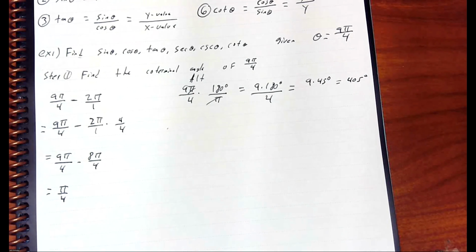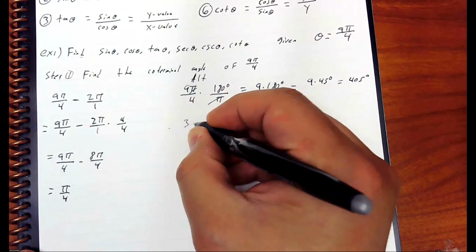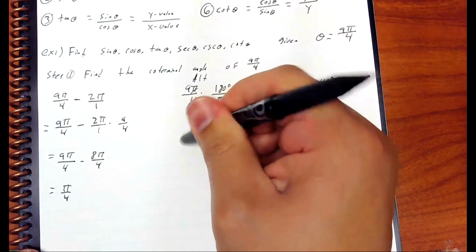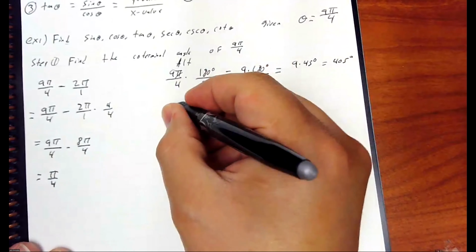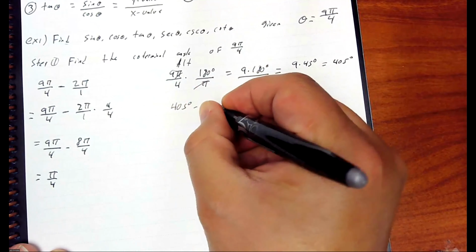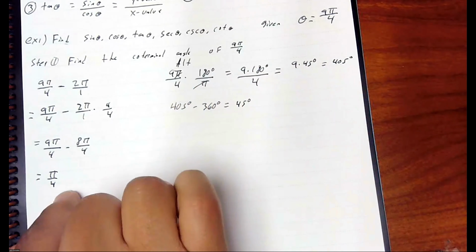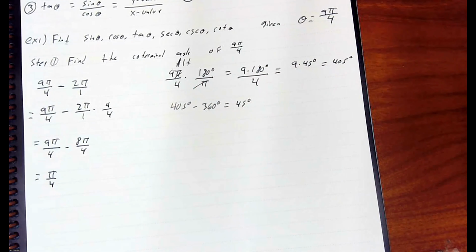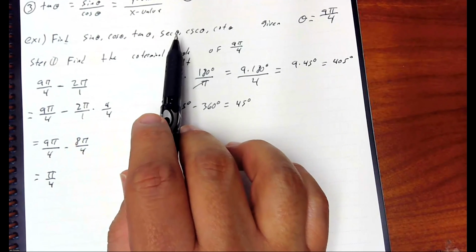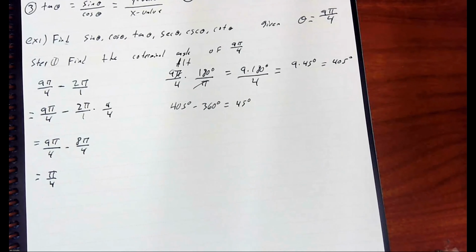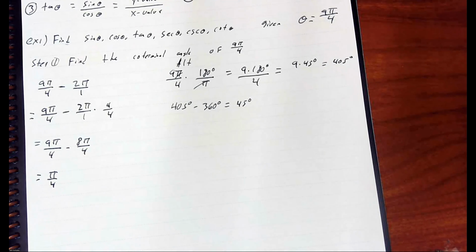Okay, so now clearly it's bigger than 360, so subtract 360. So take the 405 minus 360. So that will be 45 degrees, which is pi fourths. Same thing. Okay. Once you have that, just plug it into sine, cosine, tangent, etc., and use your unit circle. We go ahead and find that circle real quick.